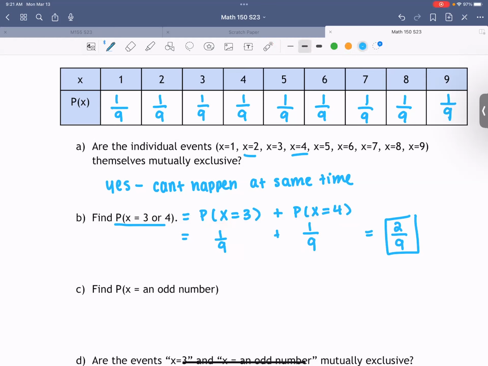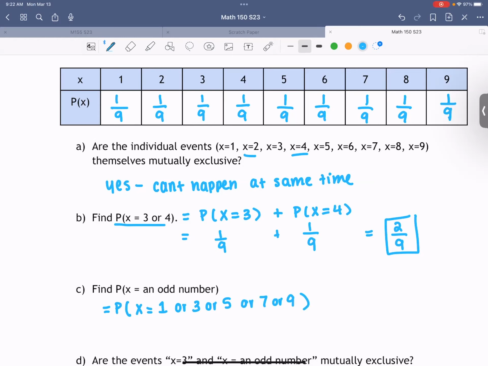Okay. All right, number C, we need to find the probability that x is an odd number. Now, that's not really on the probability distribution, but I wonder if there's a way we can reword this question. Instead of saying odd, what's another way to say x is odd? Well, maybe we could just take the odd numbers and list them, right? Isn't this the same thing as saying x is 1 or 3 or 5 or 7 or 9? Yeah, so this is the same thing as saying x is odd.